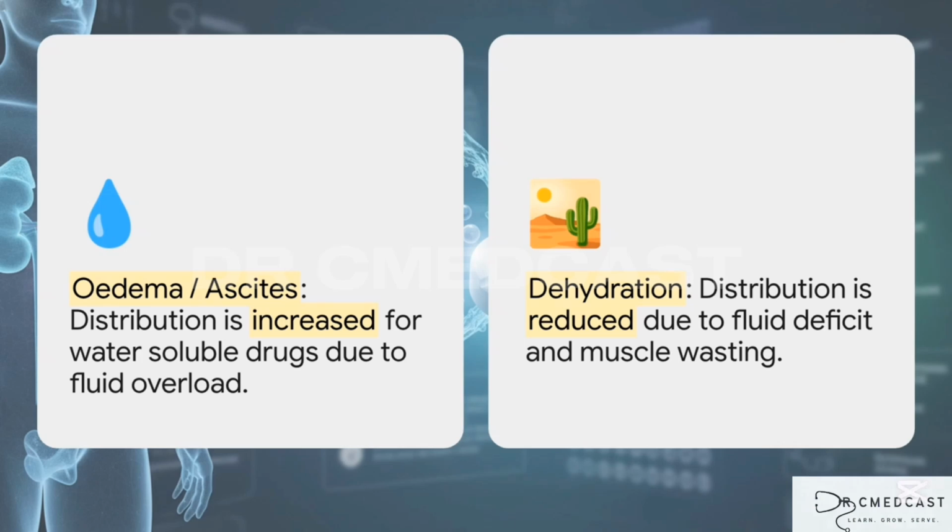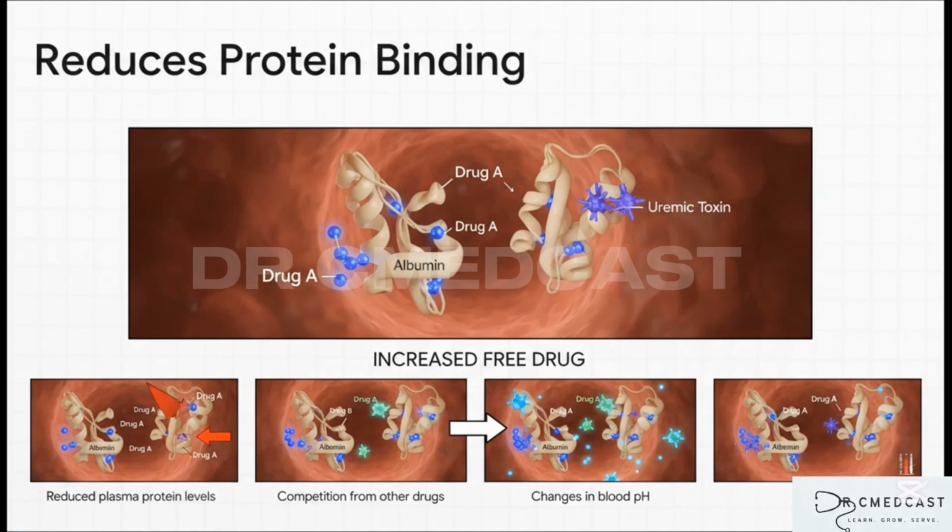Now, this is a really, really important concept, protein binding. A lot of drugs are like passengers on a bus. They travel through the blood attached to proteins like albumin. But here's the key. Only the free drug, the passenger that gets off the bus, is actually active. In renal failure, you often have fewer buses, less protein, and uremic toxins are taking up seats. This means you have way more free, active drug floating around, which can seriously amplify both its good effects and its bad ones.